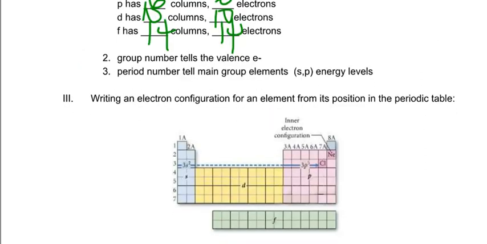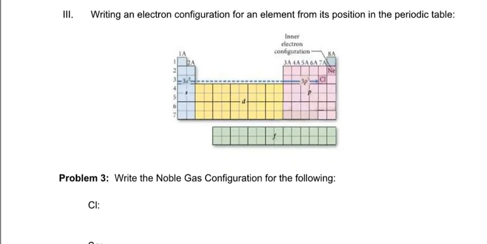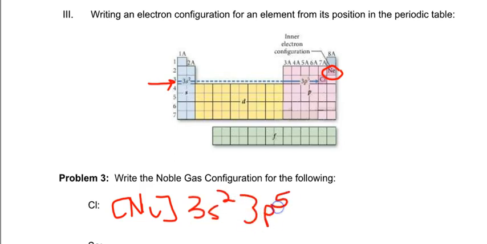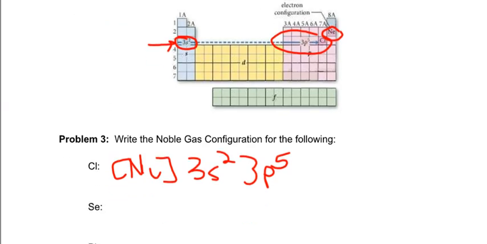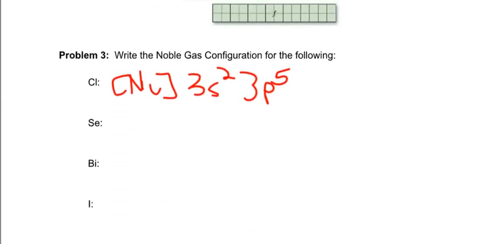So it says write the electron configuration for an element in its position on the periodic table. So write the noble gas configuration. So here's chlorine, go backwards, here's neon. So then notice what it says right here, that's your 3s2, 3p5. So I don't even have to know how many electrons it has. I don't care that it has 17 electrons. I'm just looking at the periodic table and knowing I have these guys here and then 5 over here. So why don't you go ahead and pause this, do the next 3 and see how you do.